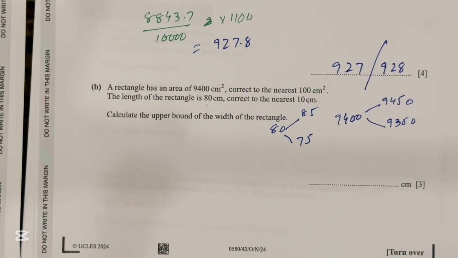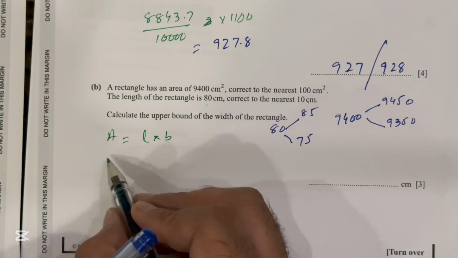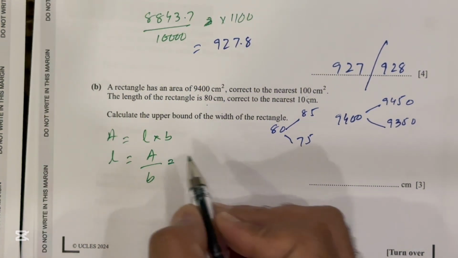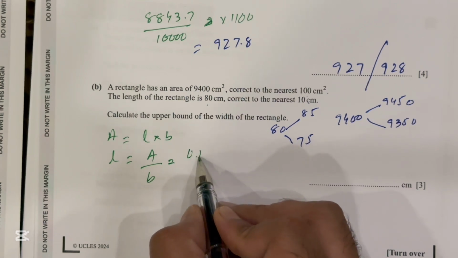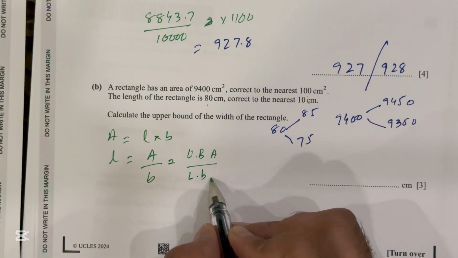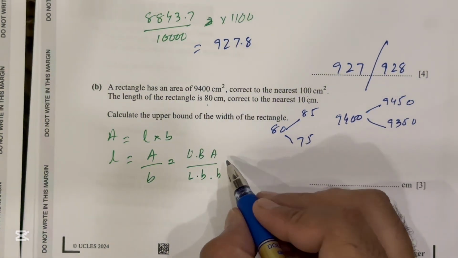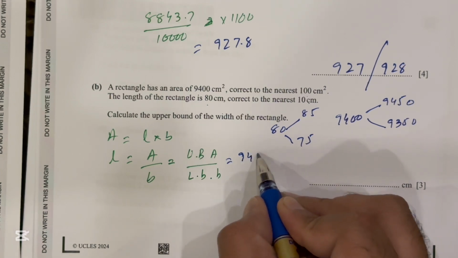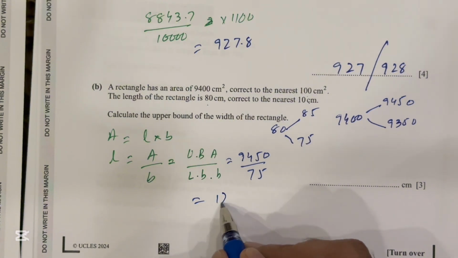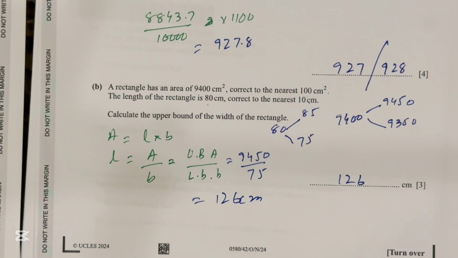Now you need to calculate the upper bound of the width of the rectangle. The formula is area is equal to length times breadth, and width is equal to area over length. For area we use the upper bound, and for the length the lower bound, to get the maximum value of the width. So that would be equal to 9450 divided by 75, you get the answer, that is equal to 126 centimeters. So this is your final answer for this part.